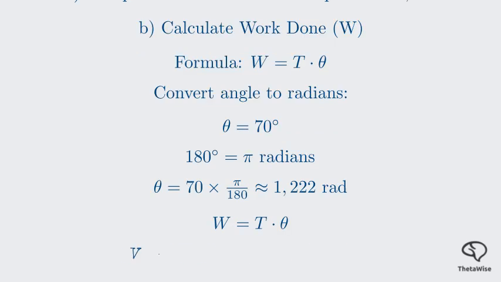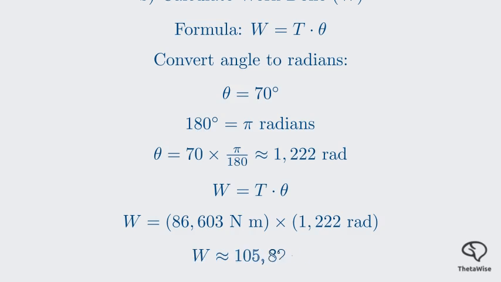Now we can calculate the work done. The work W equals our torque T, 86.603 newton meters, times our angle in radians, 1.22 radians. This gives us a work done of approximately 105.829 joules. Remember, work is measured in joules. So, for a 70-degree turn, the work done is about 106 joules.